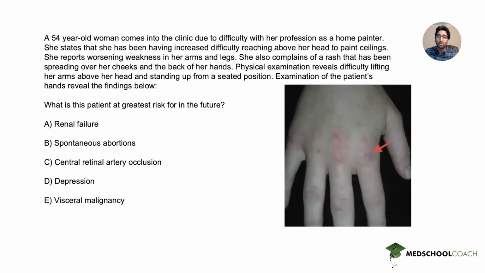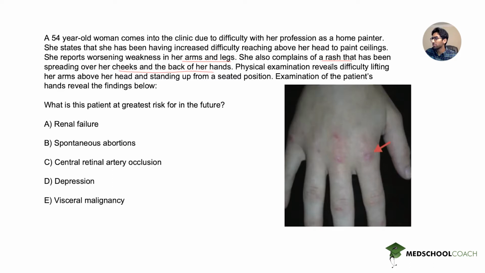So I'll start by just reading through the question, and then we'll take a look at the answer choices. A 54-year-old woman comes to the clinic today due to difficulty with her profession as a home painter. She says that she has been having increased difficulty reaching above her head to paint ceilings. She reports worsening weakness of her arms and legs. She also complains of a rash that has been spreading over her cheeks and the back of her hands.